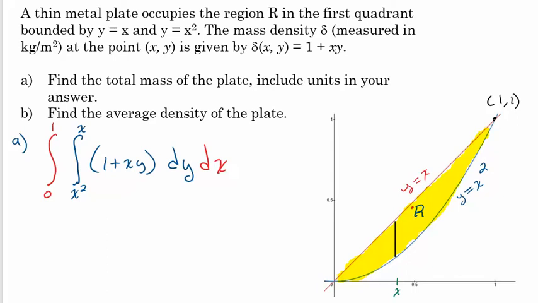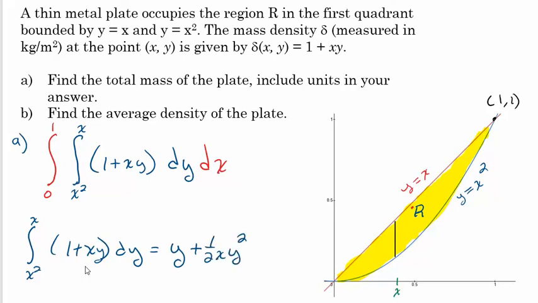Let's go ahead and do this inner integral from x squared to x of 1 plus xy dy, sorry, xy dy. We're integrating with respect to y. Looking at this 1, it's just a constant, so the antiderivative would just be 1y. Plus, now xy is a constant times y, like 3y or something, so we raise the power to 2 and divide by 2. We'd have 1/2 xy squared. Then we want to evaluate that from x squared to x.